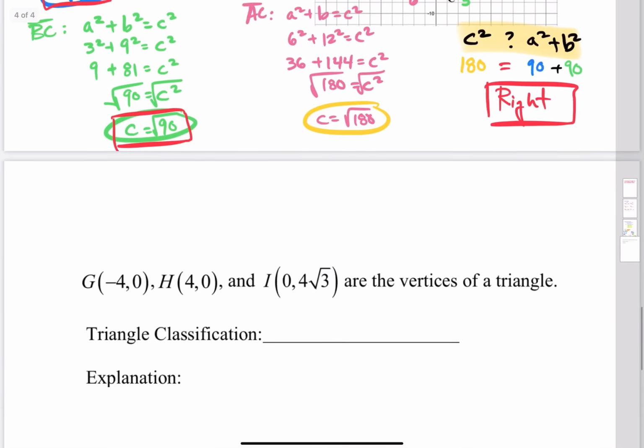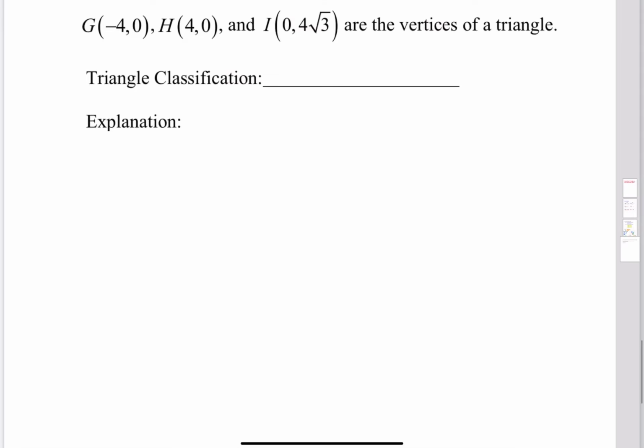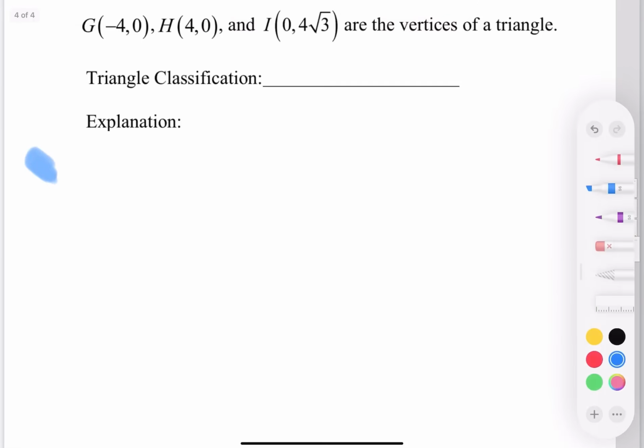Except this next one's slightly different because they didn't give us the coordinate plane. So what we're going to do is just use these coordinates to figure out what type of triangle we have here. And in order to do this, we've got to go ahead and do the work. We've got to use the distance formula. I can't use the Pythagorean theorem anymore because I don't have that graph. So I'm going to figure out the length of each of these sides. And in order to do that, I'm going to start off with my first side being GH.